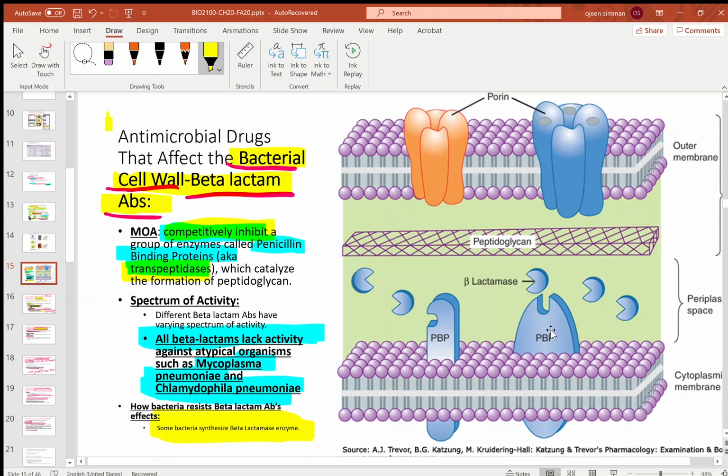Their spectrum of activity. Since these antibiotics inhibit cell wall synthesis, they cannot kill bacteria whose cell wall is unique or different, which means that all beta-lactams do not have any activity against Mycoplasma pneumoniae because they do not have a cell wall, as you guys remember, and they do not affect the Chlamydia species because they also have a unique cell wall.